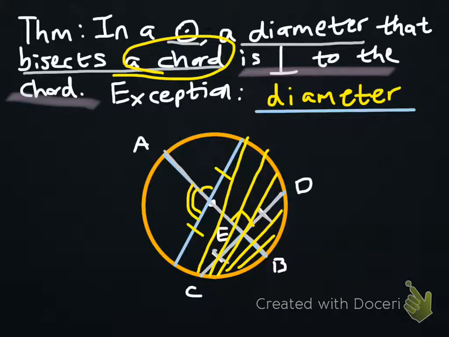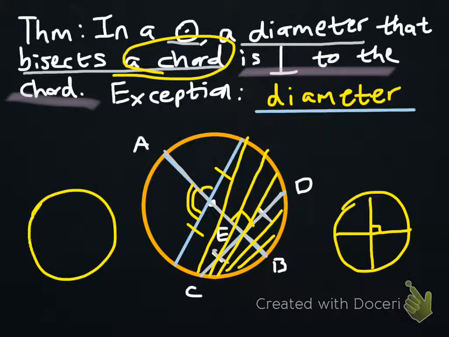So the exception to the rule is that if a diameter is bisecting another diameter, it does not necessarily have to be perpendicular. If you have a quick sketch here, one diameter and another diameter, it could be perpendicular, but it does not have to be perpendicular. Okay, so that's where that's going.